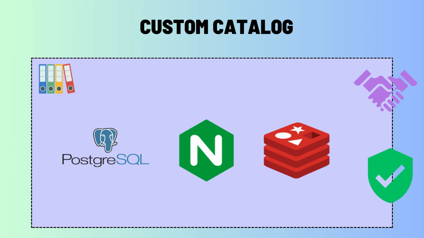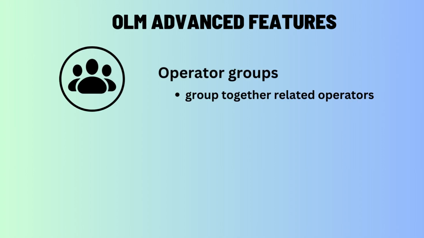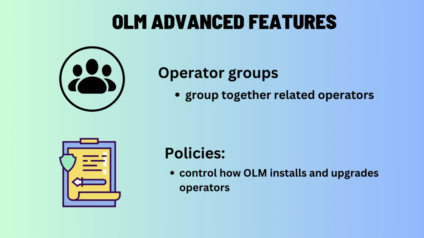In addition to the basic features described above, OLM also provides a number of advanced features such as operator groups. Operator groups allow you to group together related operators. This can be helpful for managing the lifecycle of multiple operators at once. Policies. Policies allow you to control how OLM installs and upgrades operators. For example, you can use policies to specify which versions of operators are allowed to be installed in your cluster.